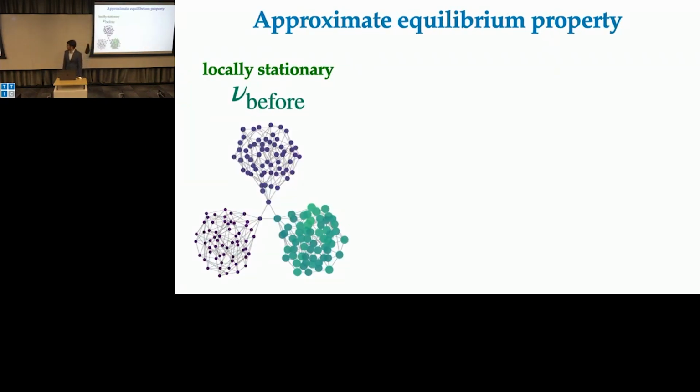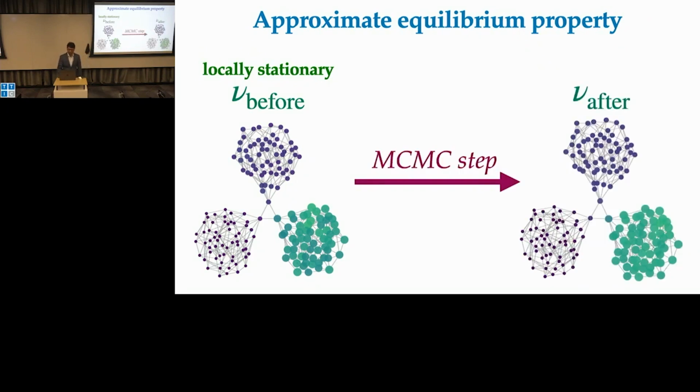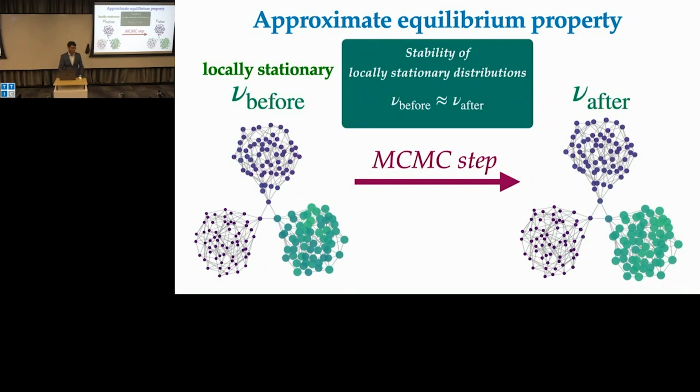Right, so the key structural property of these distributions is something that I'll call the approximate equilibrium property. What this says is, if you take a locally stationary distribution and you run a single step of the Markov chain from it, then you basically don't change the distribution at all. That is, the distribution before and the distribution after are really close in total variation. This is some quantitative analog of the fact that if you were at the stationary distribution and you ran one step of the Markov chain, then you remain at the stationary distribution.